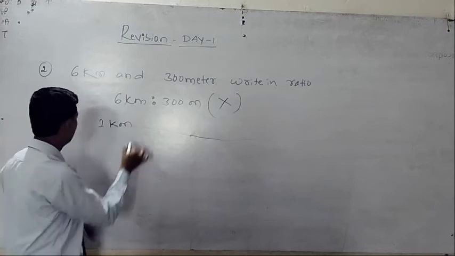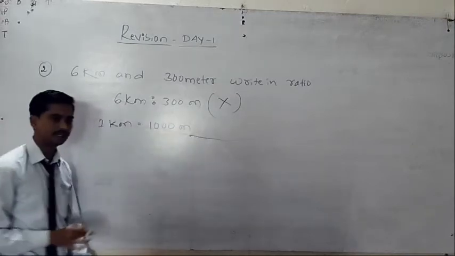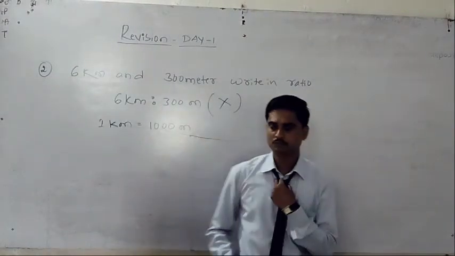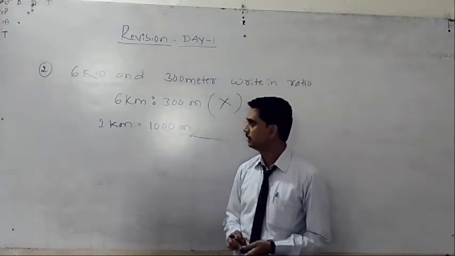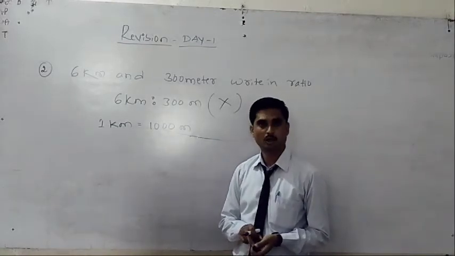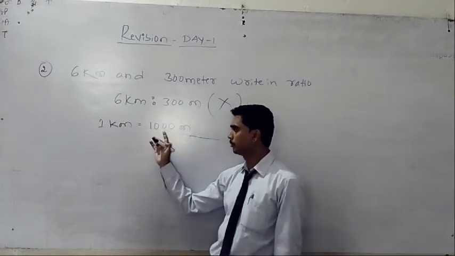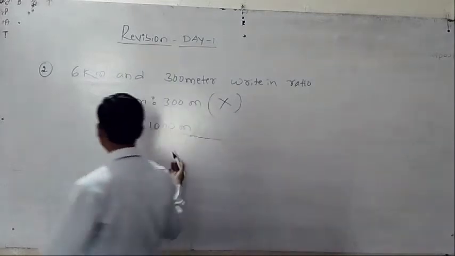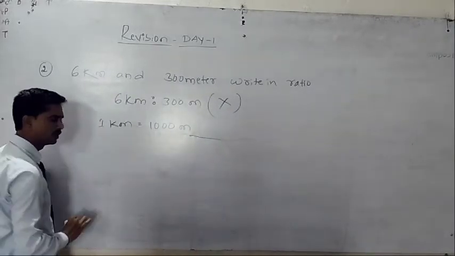1 kilometer equal to 1000 meter. Understand? Remember, this is also an objective type question. 1 kilometer equal to how many? 1000 meter. 1 kilometer equal to 1000 meter. Okay. Then you have to write here 1 kilometer equal to 1000 meter.